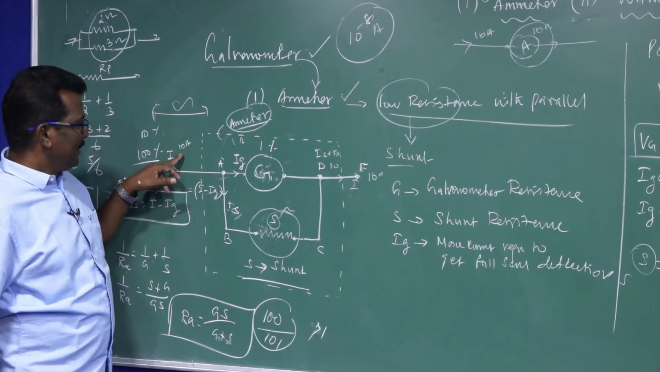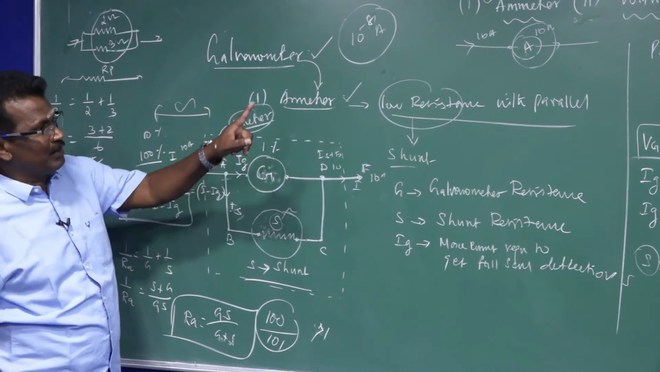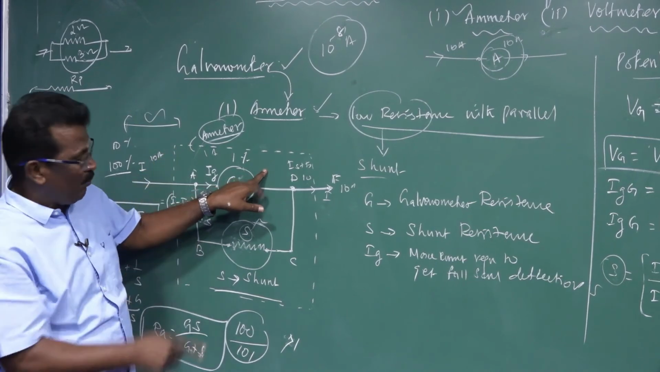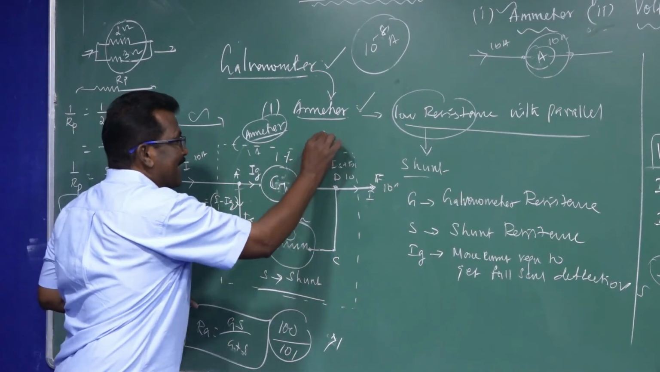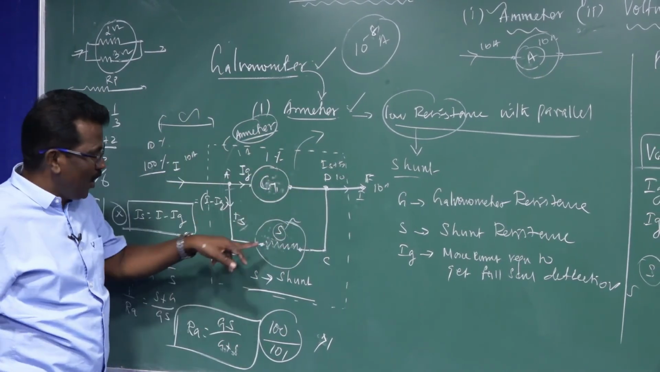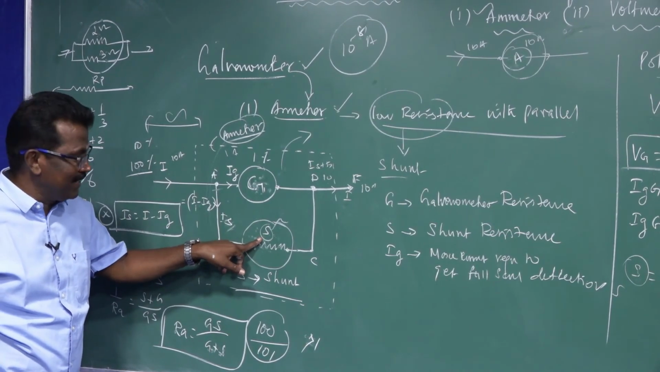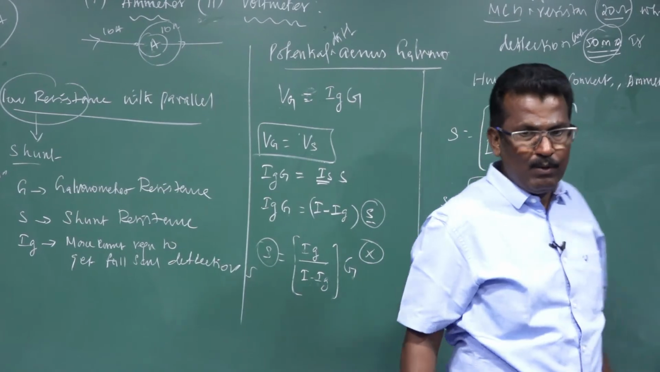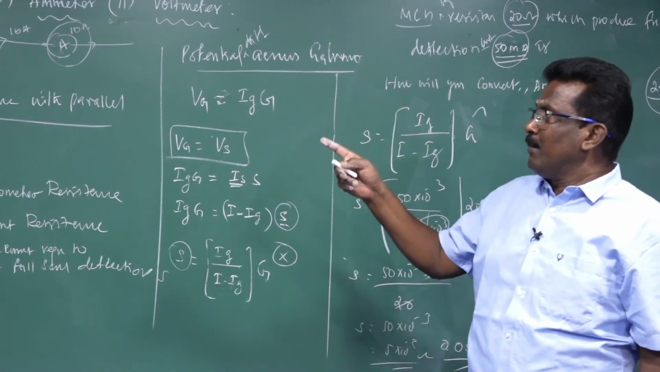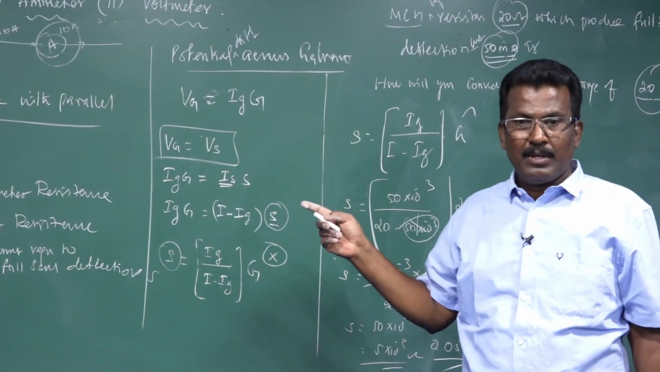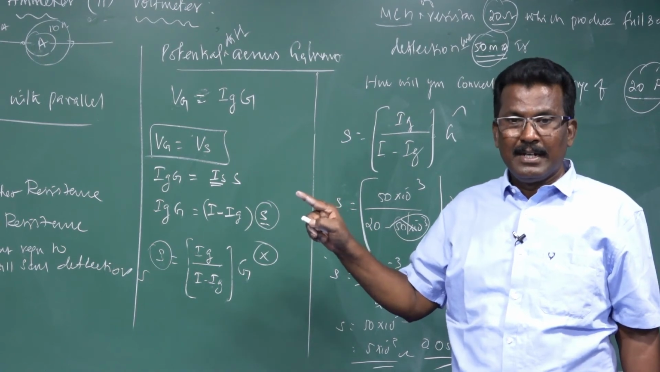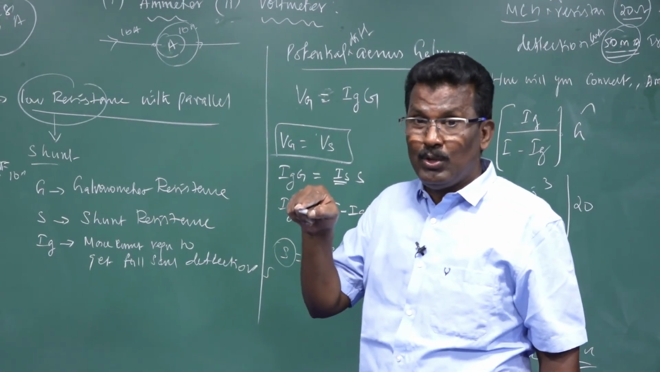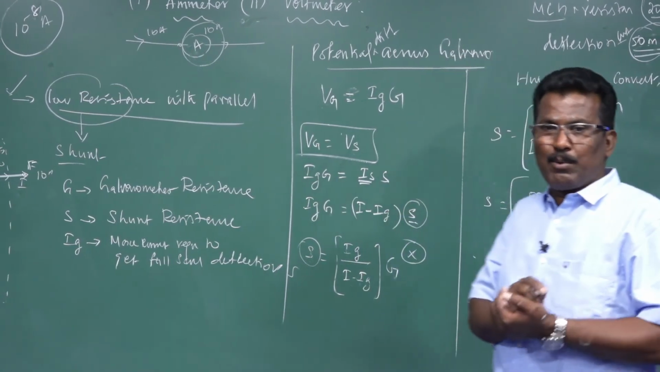This is the value of S connected across the galvanometer. If the current flowing through the galvanometer gives a full scale deflection of 50 milliampere, and the galvanometer resistance is 20 ohm, then to measure the entire range of 20 amps, how much resistance must be connected in parallel? It is 0.05 ohm. So a galvanometer can be converted to an ammeter by connecting a low resistance in parallel. The deflection of the galvanometer is also directly proportional to current.